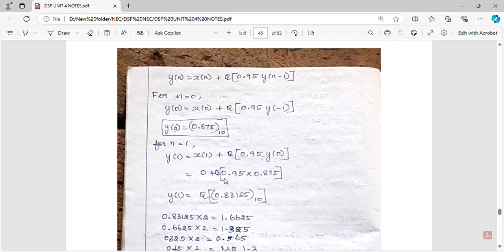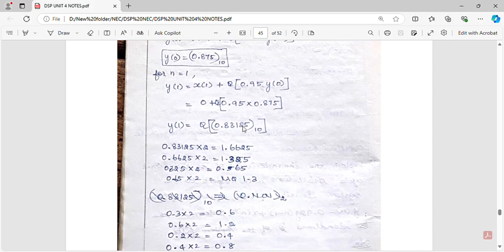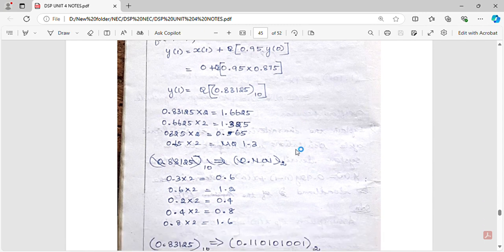And this quantized output, that is 0.95 into 0.875, becomes 0.83125 in decimal. And we need to quantize the value by using the rounding operation. Also in the rounding operation, the number of bits quantized we have taken as b is equal to 4. So for that, we need to convert this decimal into a binary number. As you already know the operation for the decimal to binary conversion.